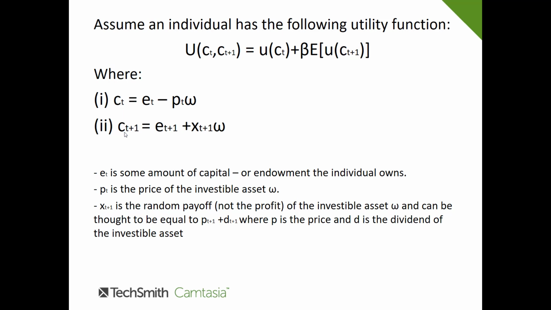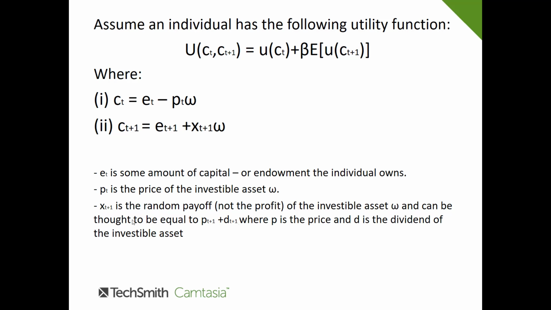The second constraint is that consumption in time period t plus 1 is equal to an endowment in time period t plus 1 plus xt plus 1 times omega, where xt plus 1 is a random payoff. Note that it's not the profit, but a payoff that comes from an investable asset that we purchased in time period t. So this is the payoff to this investable asset omega. You should note that this payoff, not the profit, could be thought of as equal to the price in time period t plus 1 as well as the dividend that this particular asset pays in time period t plus 1.